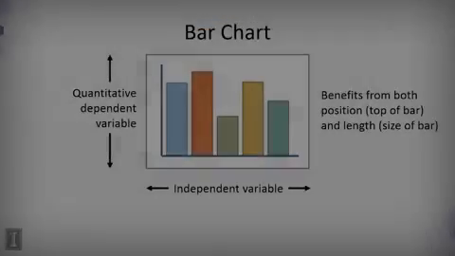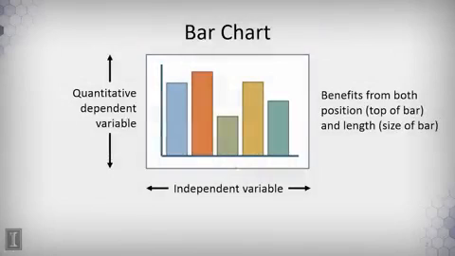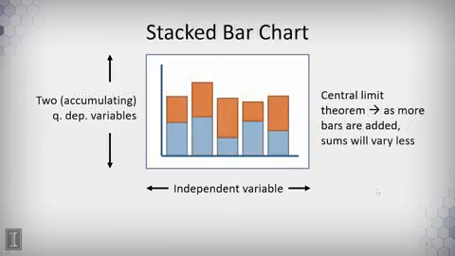So often we want to visualize multiple variables simultaneously. And so we generate stacked graphs that can display several variables changing along the same dimension. For a bar chart, we may want to look at more than just a single quantitative dependent variable measured across an independent variable dimension.